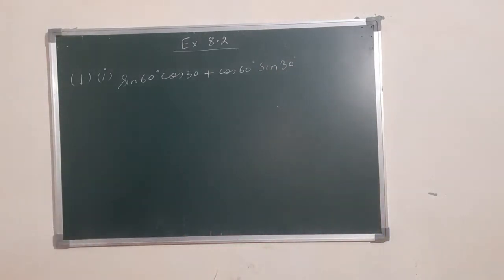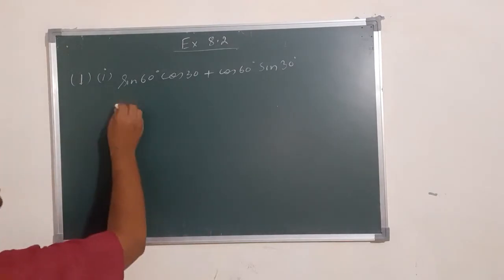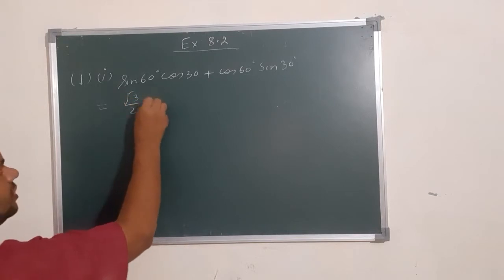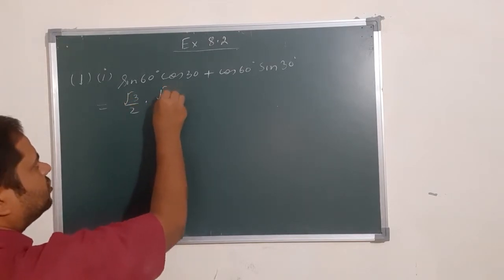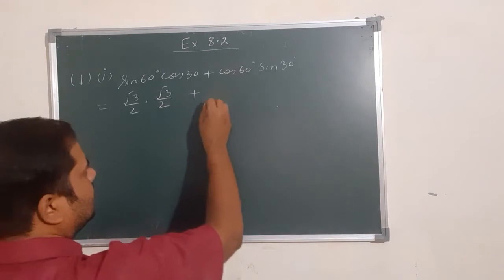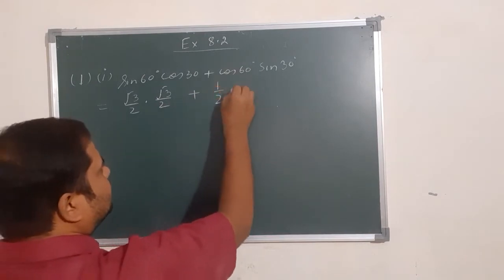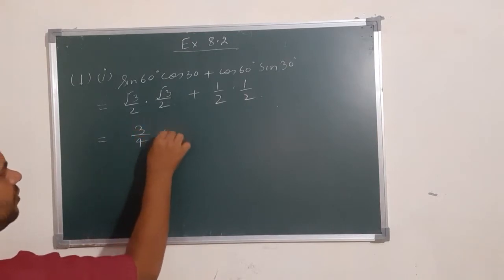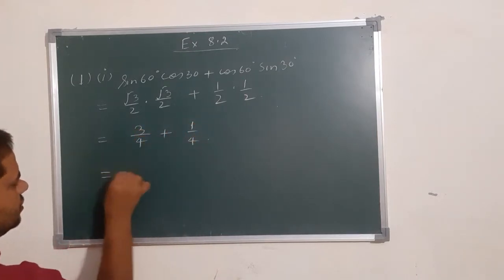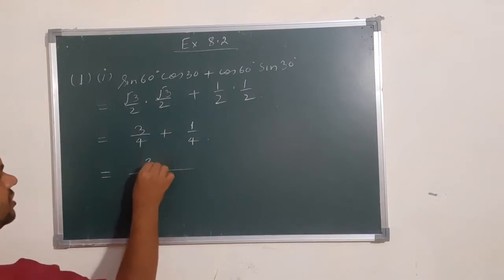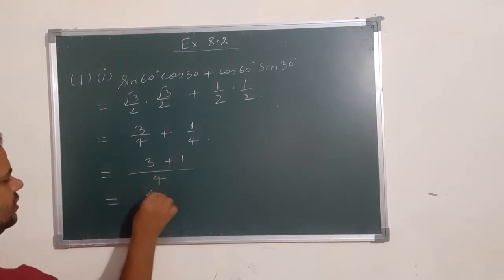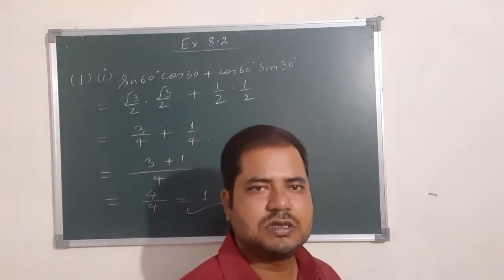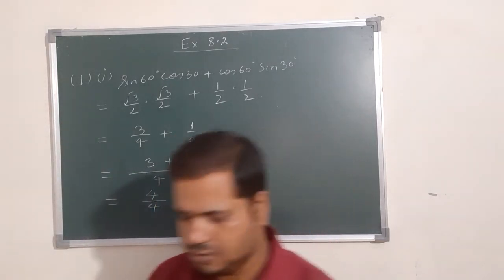So we have to put the values of specific angle as sin 60 is root 3 by 2, cos 30 is also root 3 by 2, plus cos 60 is 1 by 2 and sin 30 is 1 by 2. So this is nothing but 3 by 4 plus 1 by 4. So if we calculate, this is 3 plus 1, that means 4 by 4, and this is equals to 1. So this is the answer. So please note it down.